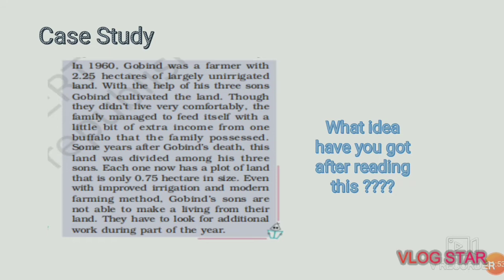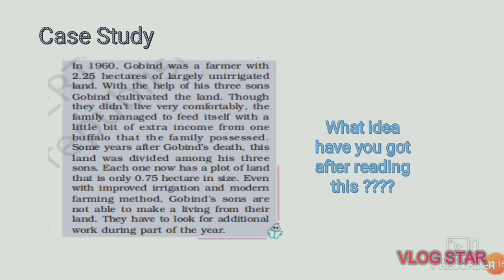Some years after Gobind's death, this land was divided among his three sons. Each one now has a plot of land that is only 0.75 hectare in size. Even with the improved irrigation and modern farming methods, Gobind's sons are not able to make a living from their land. They have to look for additional work during part of the year.